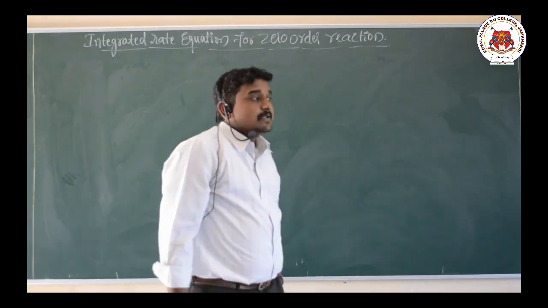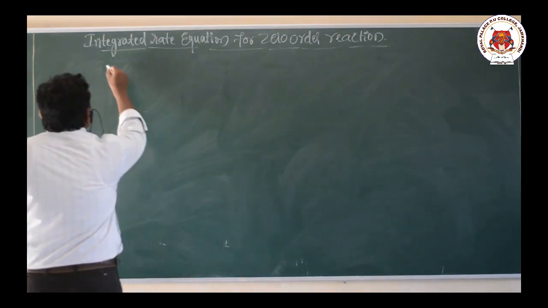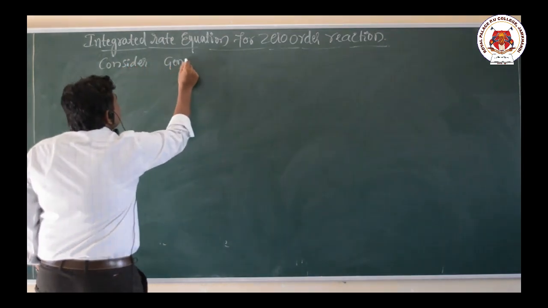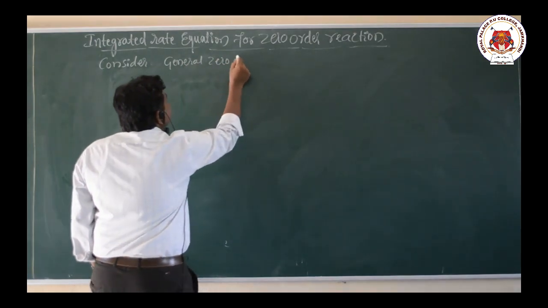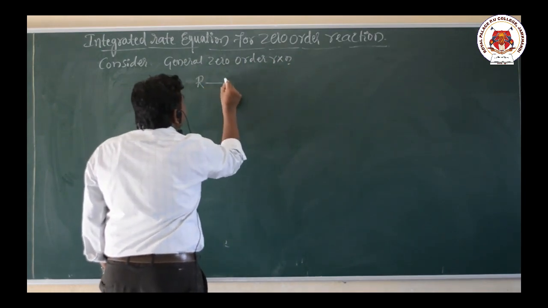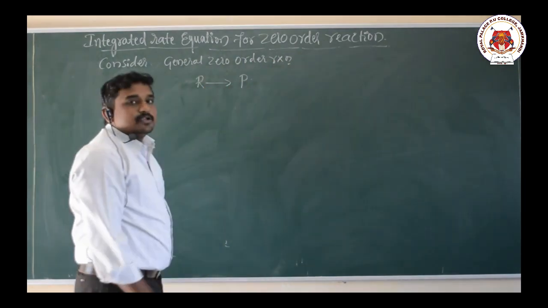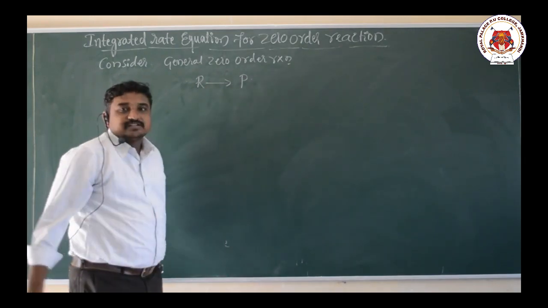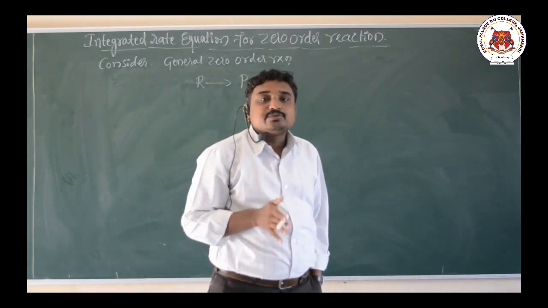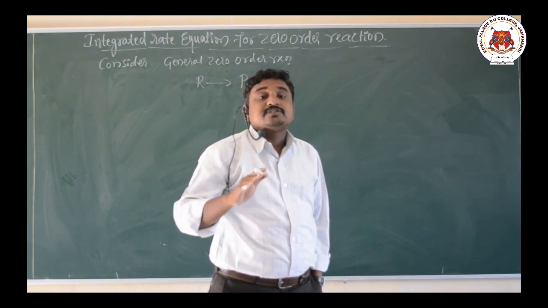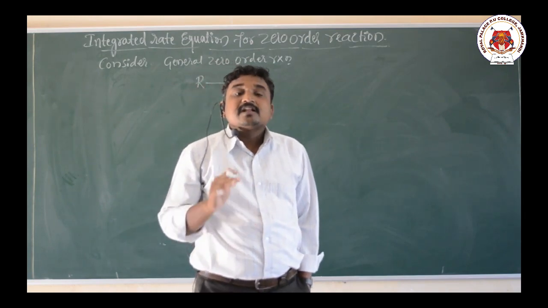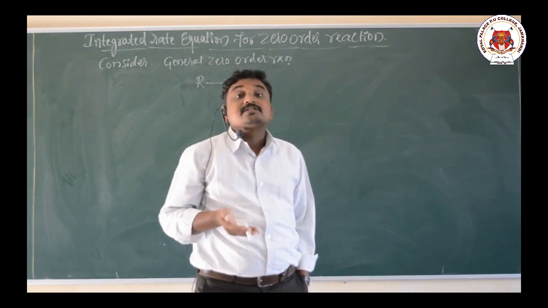So consider a general zero order reaction. Here the reactant gives the product. So this is a general zero order reaction. Already we know that zero order reactions are reactions in which the rate of a reaction does not depend on the concentration of the reactant. That means the rate of a reaction is independent of the concentration of the reactant.